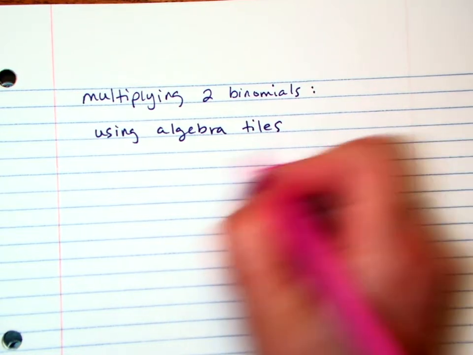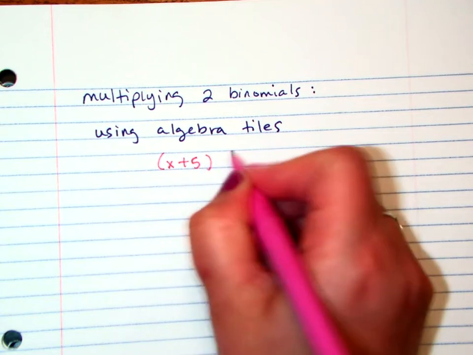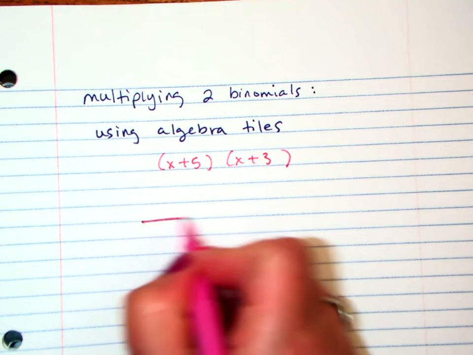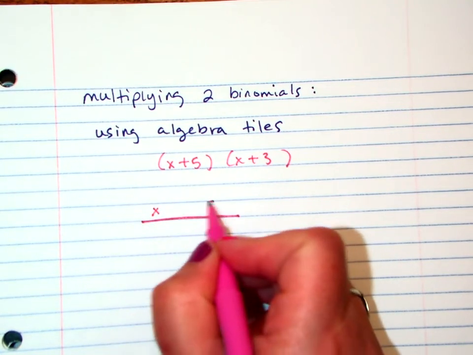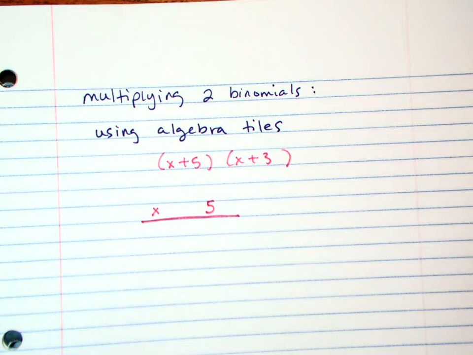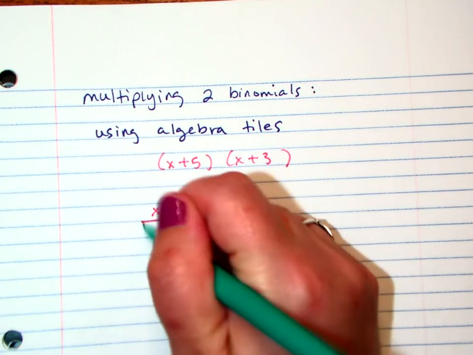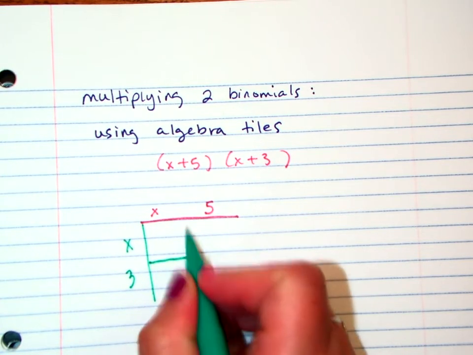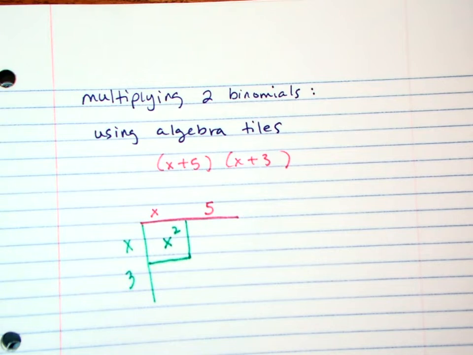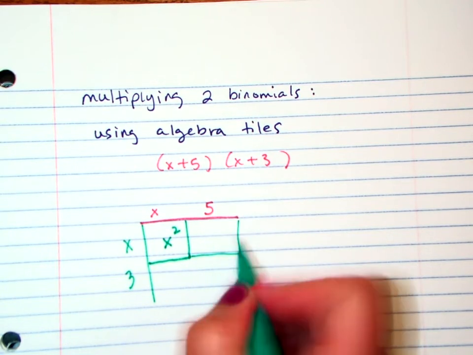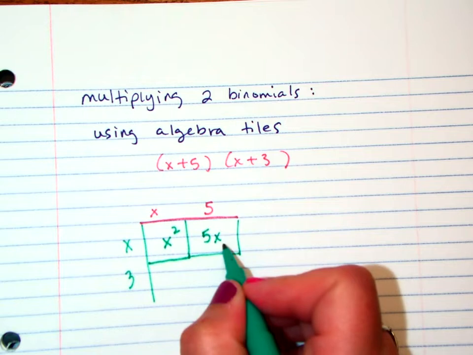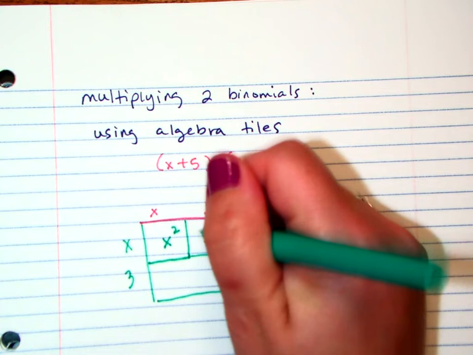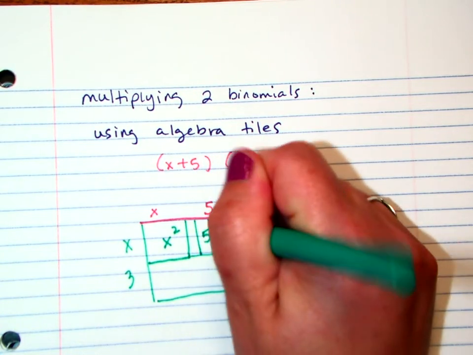So let's say I want to do x plus 5 times x plus 3. I would write, on one side, an x and a 5, and then on the other side, an x and a 3. What happens here is, of course, the x times that x is x squared. And here you'll have 5 x's, because 5 times x gives you 5x, and that would be written as these 5 boxes of x's.